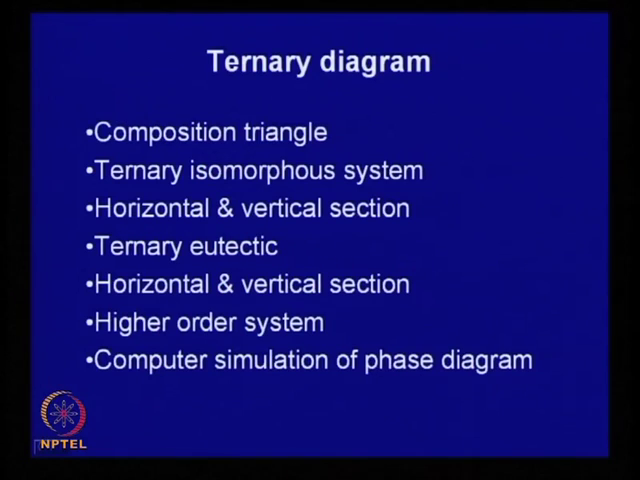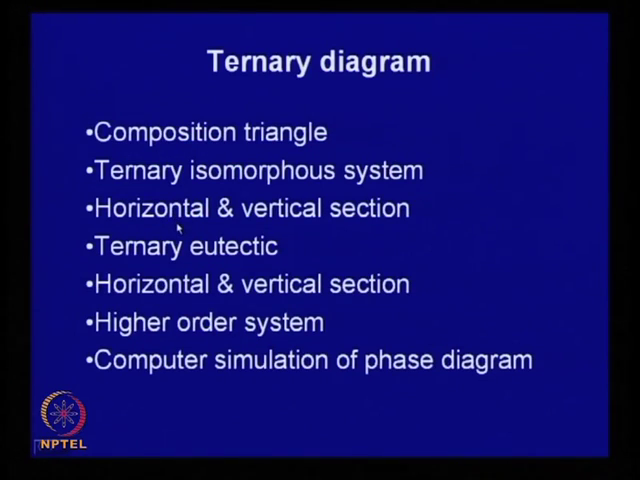Let us see what we are going to consider in this case. In a 2-dimensional space, the representation of composition was quite simple, and we could construct the diagram easily. But when we go to the next higher order, we need to define a method of representing composition. We will talk about the composition triangle, how we represent composition in a ternary system. We will look at the ternary isomorphous system, and some of the 2D representations of the ternary diagram.